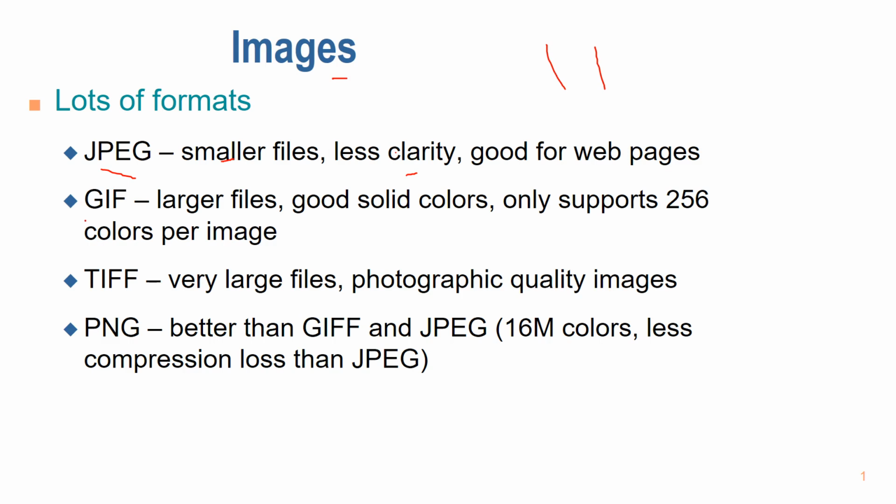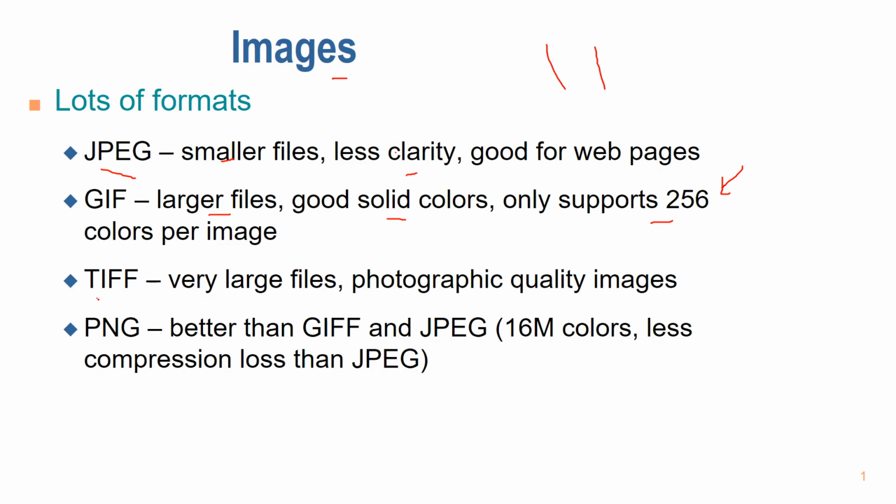When it comes to Graphics Interchange Format, GIF, the size is larger. It has good solid colors, but it only supports 256 colors per image. This is a limitation, but our eyes are not able to differentiate most of the colors or shades of the color. That is why 256 is good.